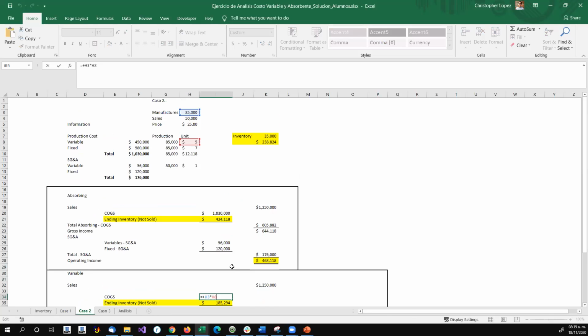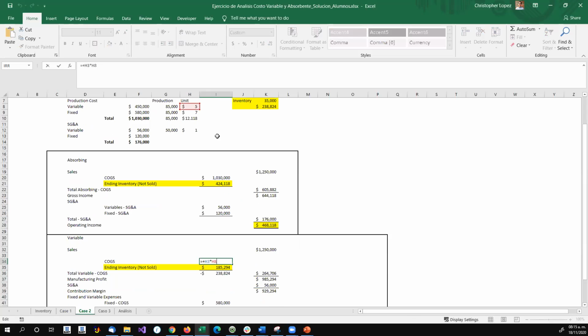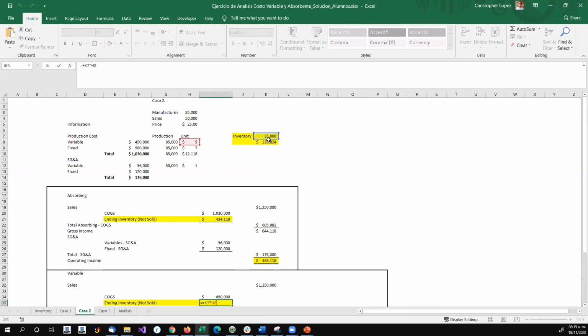If I double click here, you can see that it's the same formula, but instead of multiplying by 12, I'm multiplying by 5. And why 5? Because 5 is the variable cost. Yes? Great. So again, we only need to report the cost of what we are selling. So we just need to take the inventory that we are not selling and evaluate it again.